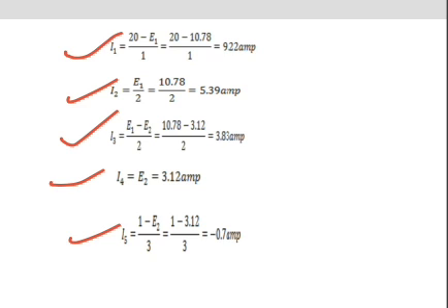I1 equals 20 minus E1 divided by 1. That means the potential difference between the 2 points divided by the total resistance. The value of E1 equals 10.78 volts. So 20 minus 10.78 divided by 1 equals 9.22 amp. Next, I2 equals E1 by 2. That means 10.78 divided by 2 equals 5.39 amp.